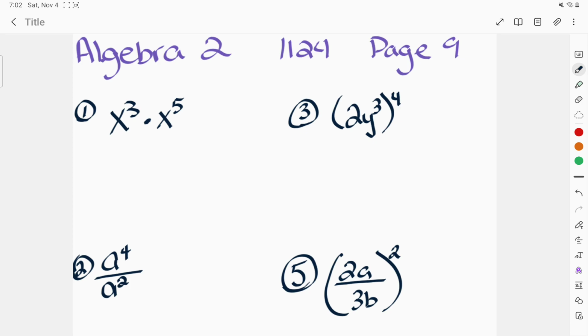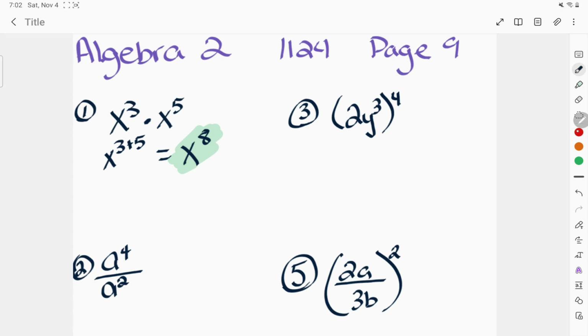All right, so the first one on page 9 is x to the third times x to the fifth. What we learned in Algebra 1 is that when you are multiplying variables with exponents, you add your exponents. So this is x to the third power plus 5. 3 plus 5 is 8, so your answer is x to the 8th power.